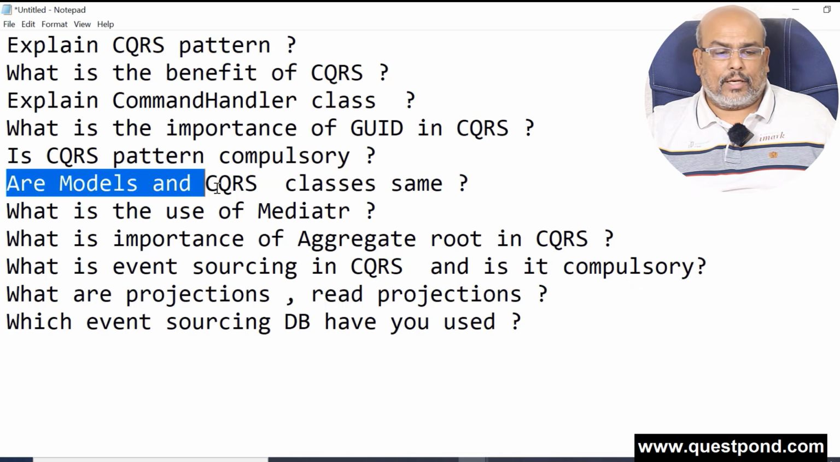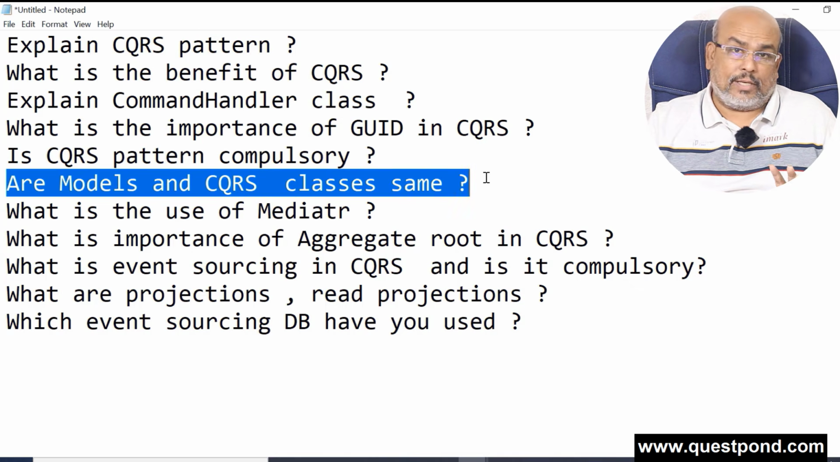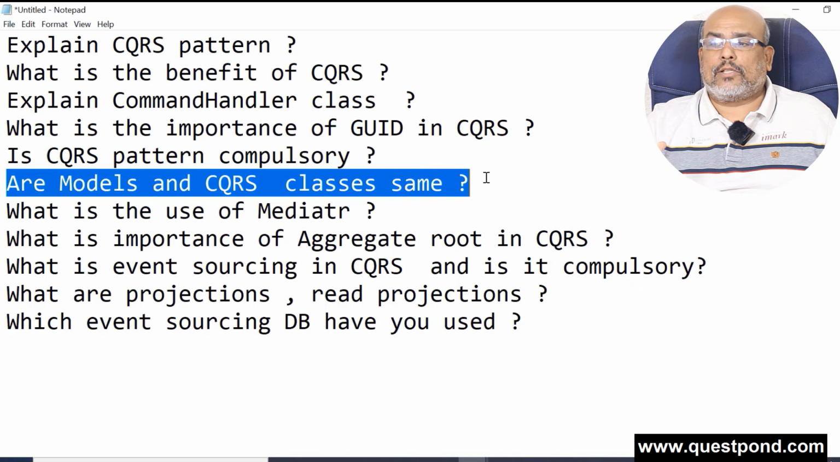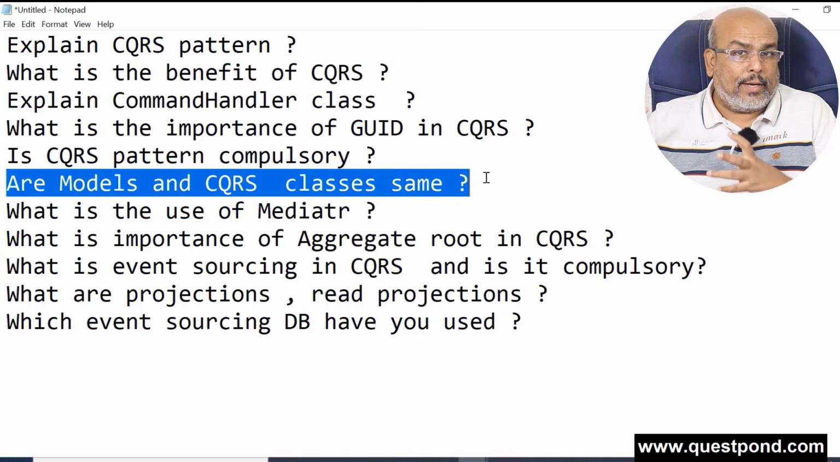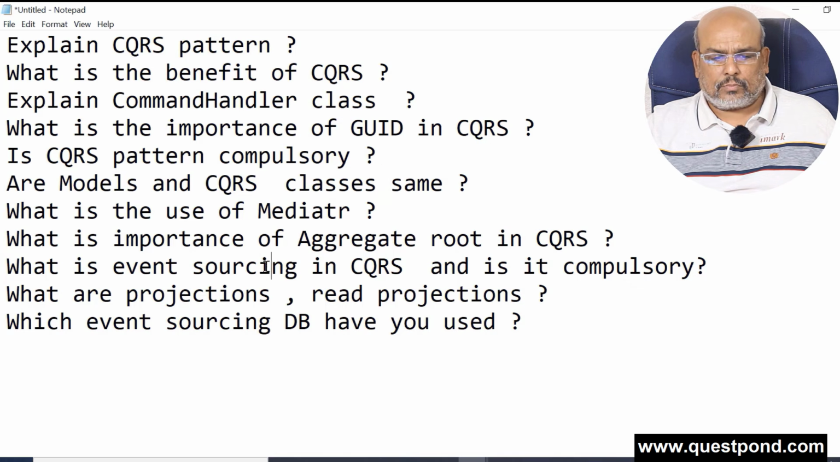And one more question can come: are your business models and CQRS classes the same? They are not the same classes. Remember, CQRS classes are more action oriented: command, create, update, delete. While models are actually domain objects. So both of them have a huge difference.